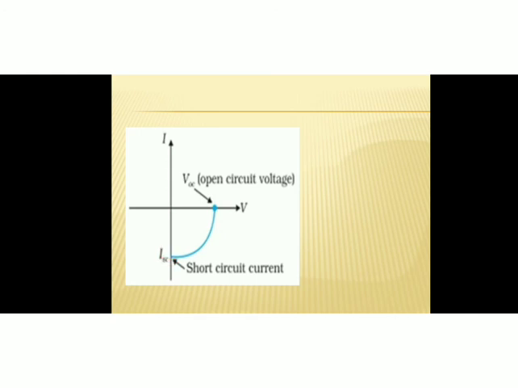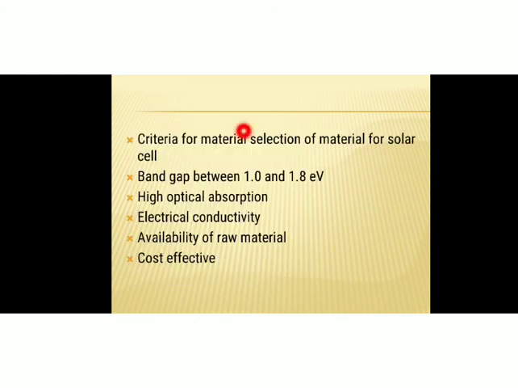And not all materials are suitable for fabricating solar cells. So what are the criteria for material selection for a solar cell? The band gap should be between 1 and 1.8 electron volt, that means the energy gap between the valence band and conduction band should be nearly between 1 and 1.8 electron volt. The material should have high optical absorption. Electrical conductivity of the material must be high. Availability of raw material: the material should be easily available and cost effective. So these are some of the criteria for material selection of a solar cell.